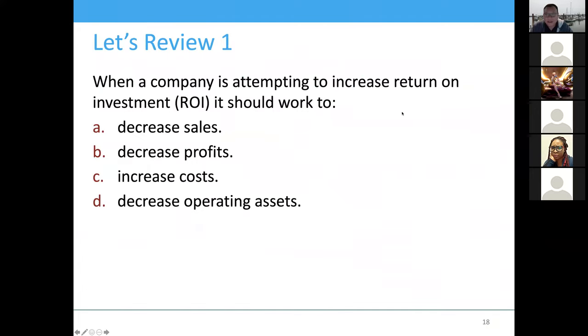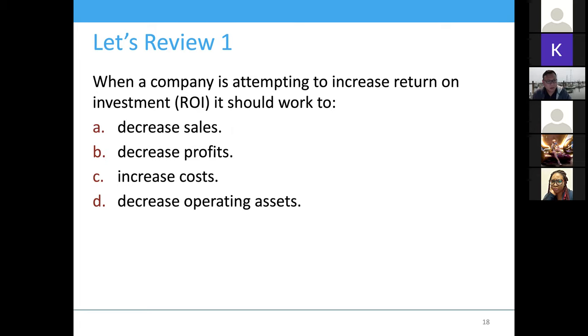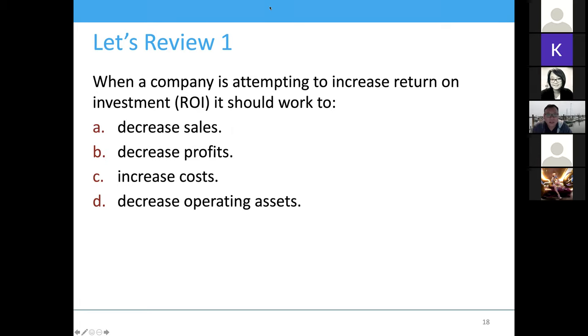Okay, so let's take a look at this. When a company is attempting to increase return on investment, it should work to... Okay, so let's see. Kate. I think it's D. D? Decreasing operating asset. Yeah. Okay. Long. I think it's D as well. Yeah. Okay, Jimmy. Yeah, I would say D too.